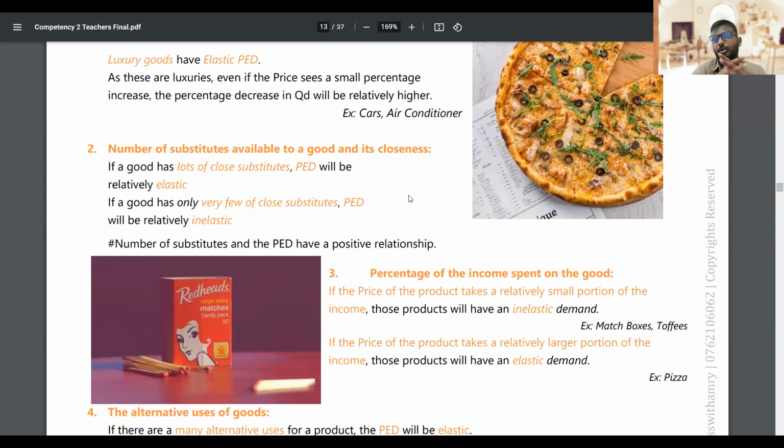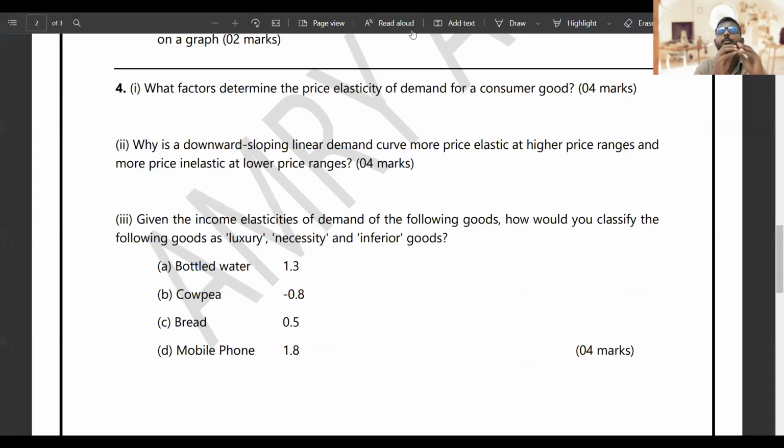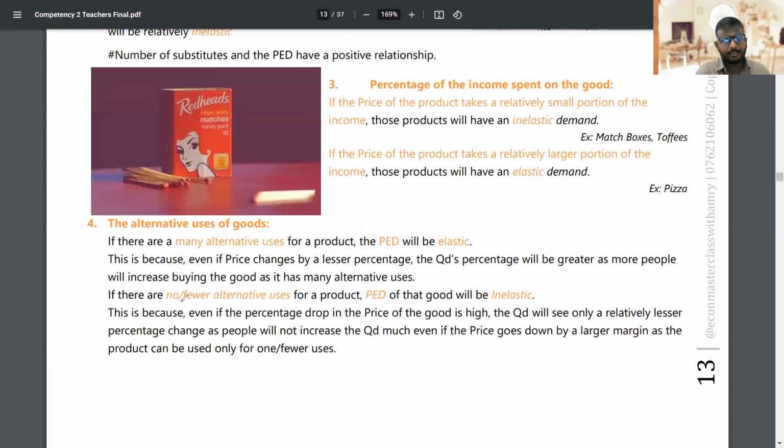Just the points only, because they didn't ask you to describe anything. They have just asked you, what's the question? What factors are affecting price elasticity of demand? That's the question. What factors decide the price elasticity of demand for a consumer good? So what do you have to do? Just mention the points. Nature of the concerned good, number of substitutes available and how close they are, percentage of income spent on the good, availability of alternatives, and the time taken to adjust.